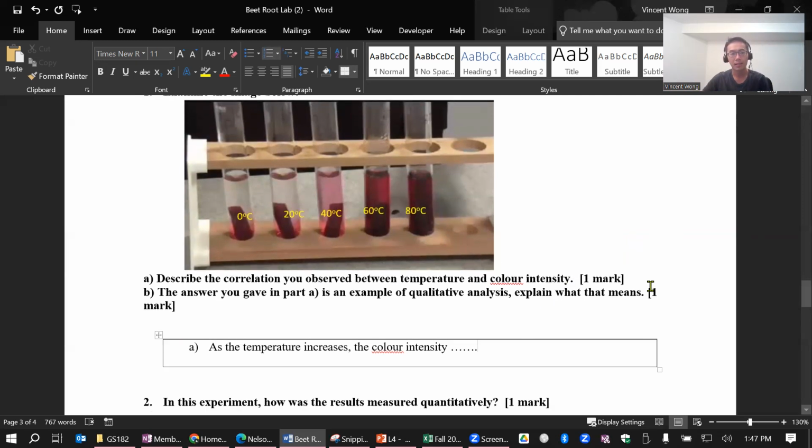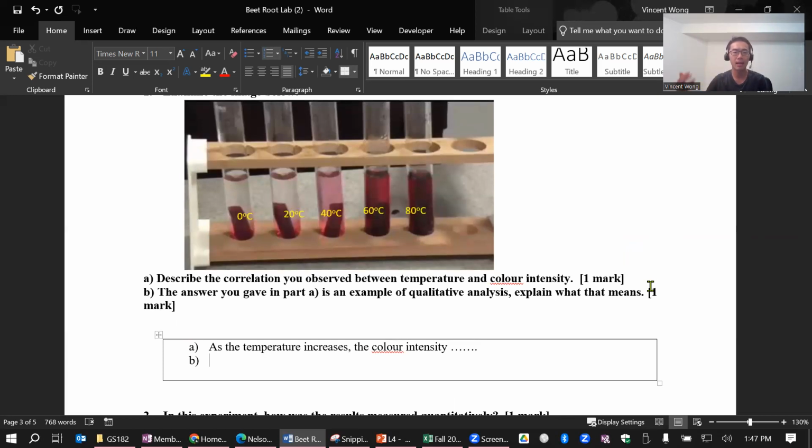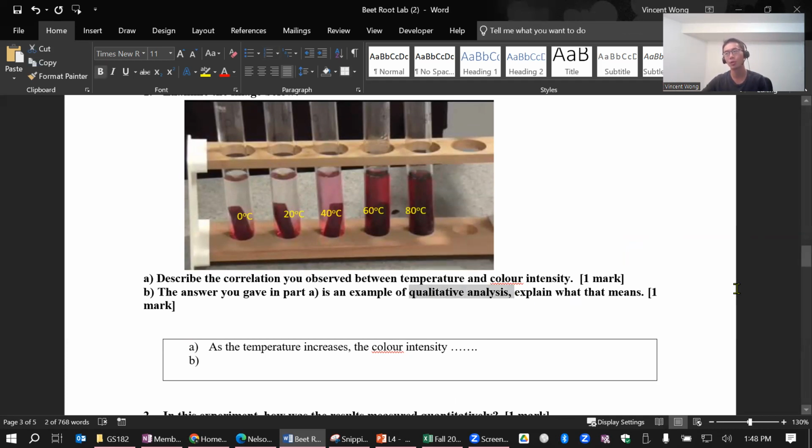Next. The answer you gave in part A is an example of a qualitative analysis. Explain what this means. Many people just copy this into Google, search qualitative analysis and paste the answer here. That's not what I'm asking you to do. We learned about qualitative analysis in lecture 1. Remember, when we do observations, it could be qualitative or quantitative. That's what this is asking. What is qualitative? That's all you have to tell me. Qualitative observation, qualitative analysis involves using... Look at your notes.